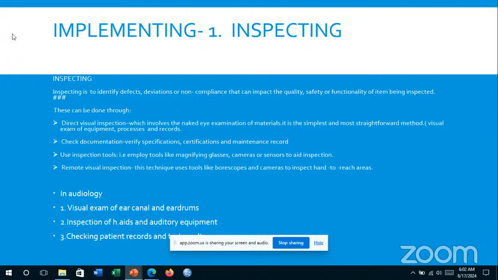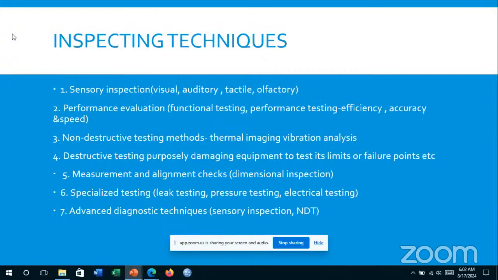So inspection of hearing aids as well is good. That's where you know whether the battery has expired, the coil, and other components. You can easily see where the problem lies, if it's not functioning. Then checking patients' records and test results. All this we can get through inspecting. Inspecting techniques are there.